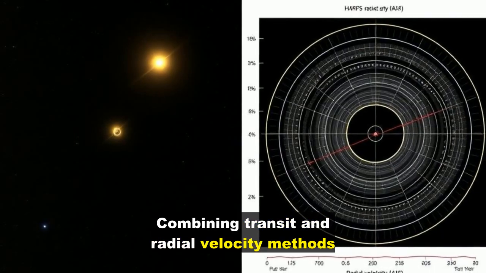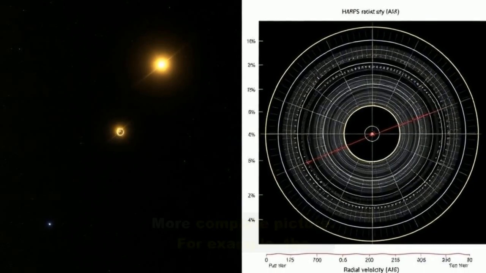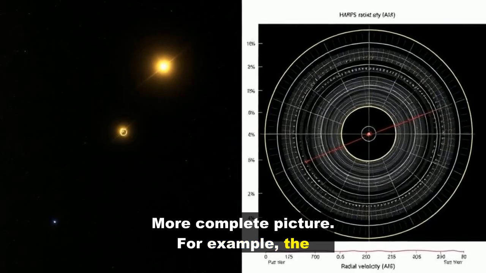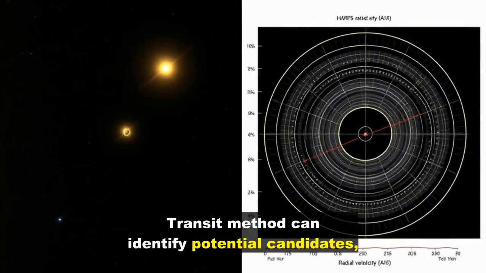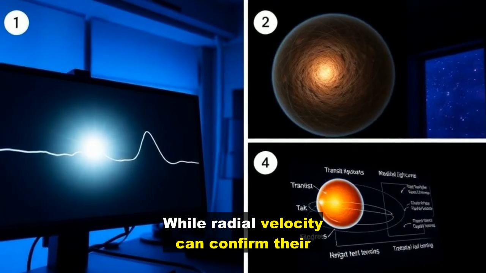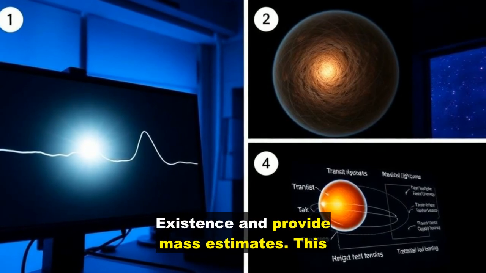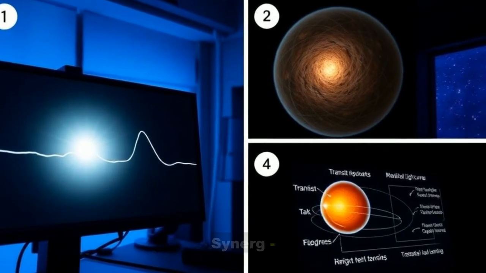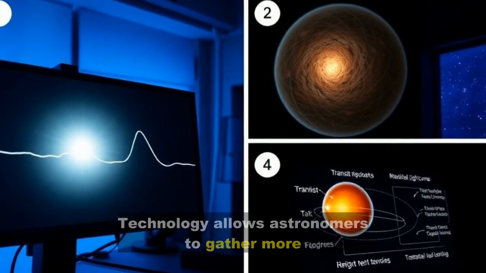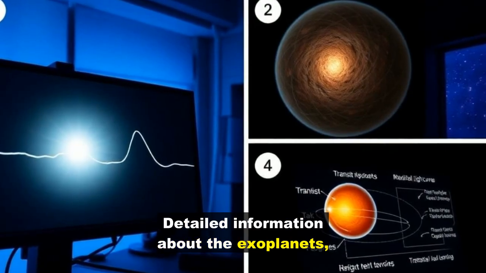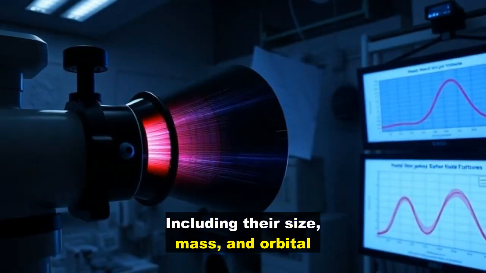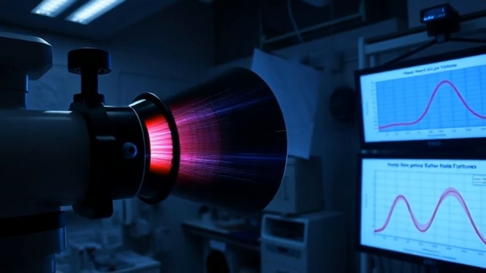Combining transit and radial velocity methods can provide a more complete picture. For example, the transit method can identify potential candidates, while radial velocity can confirm their existence and provide mass estimates. This synergy allows astronomers to gather more detailed information about the exoplanets, including their size, mass, and orbital characteristics.